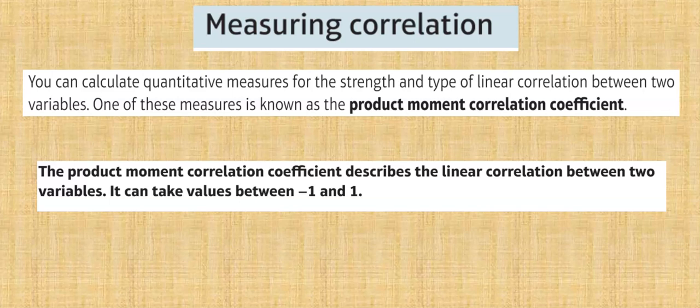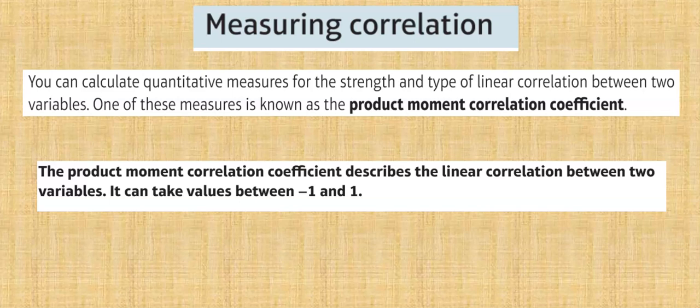Hi there. Today we are learning about measuring correlation, and correlation is always between two variables. We have done in GCSE that there are three types of correlation: positive correlation when the line is going up, negative correlation when the line is coming down from the y-axis towards the x-axis, and no correlation when points are scattered. So today we are learning the product moment correlation coefficient.